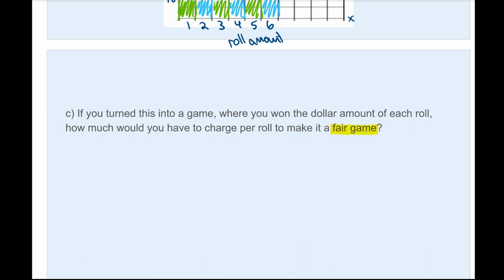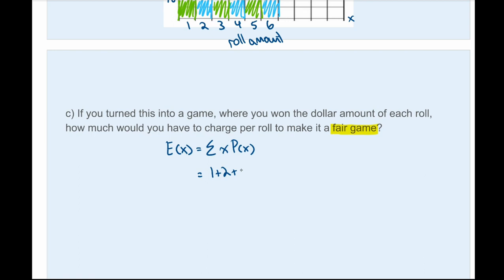So again, the key thing is a fair game. And in order to find out how much I would have to charge, I need to find out the expected value, or how much I am expected to win every time I roll. So again, the expected value is the sum of x times the probability of x, but we've talked about, because it's a uniform distribution, instead of going through and finding the sum of every single one multiplied by the probability, I can just find the average.